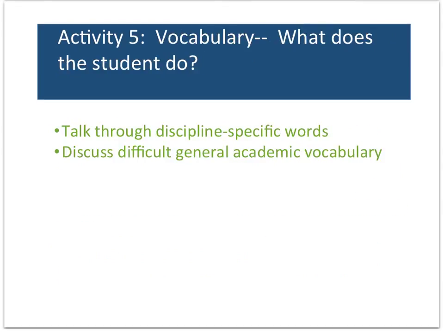In Activity 5, they're looking at vocabulary. Students are asked to talk through the discipline-specific words, or talk through something that they have done previously, and to discuss difficult general academic vocabulary. There's a section with some possibilities in the teacher's guide.